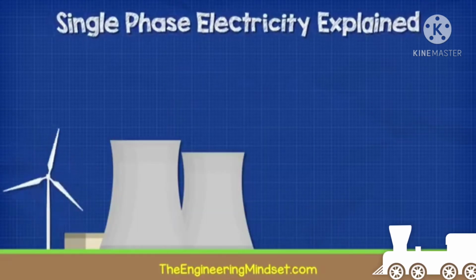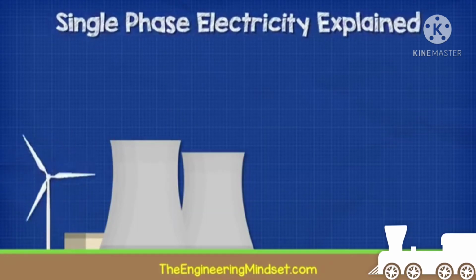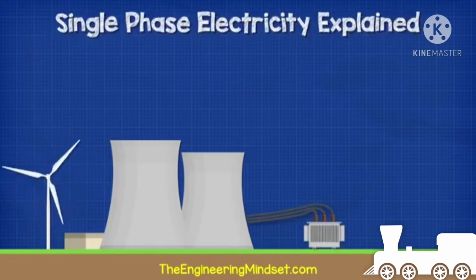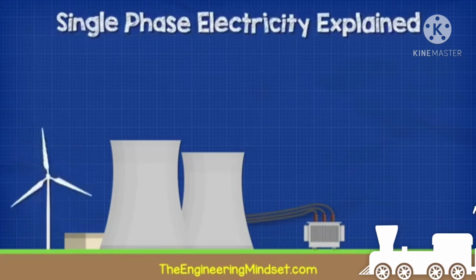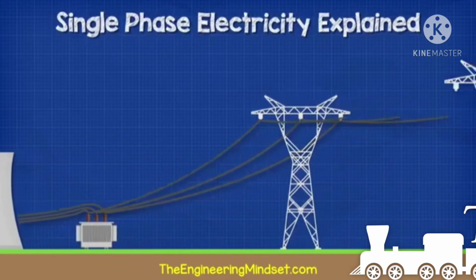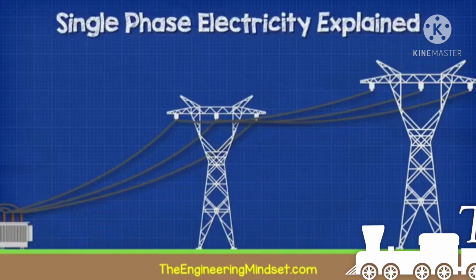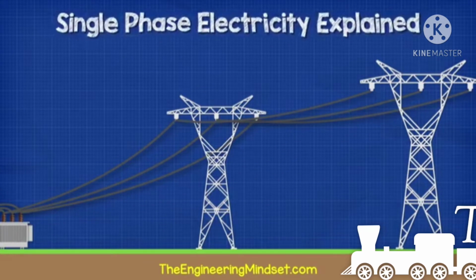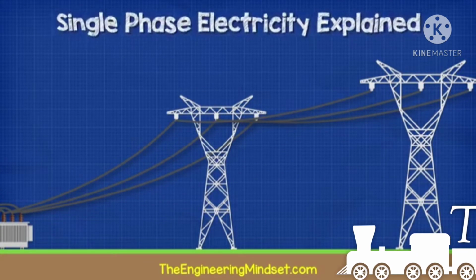So the electricity is generated far away at the power station. The electricity leaves the power station and the voltage is increased in a step-up transformer, where it will then be distributed over long-distance transmission lines. We generate and distribute AC alternating current because it is more efficient and convenient than DC direct current.